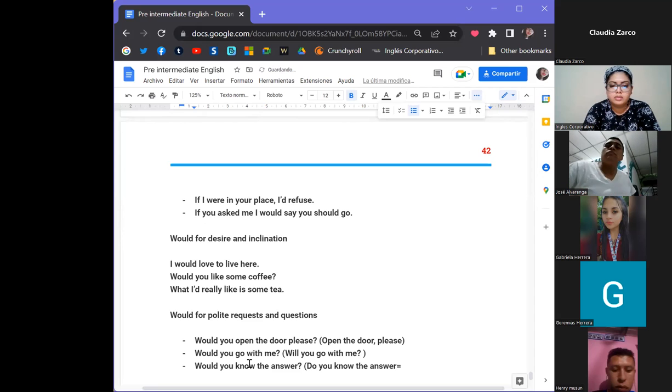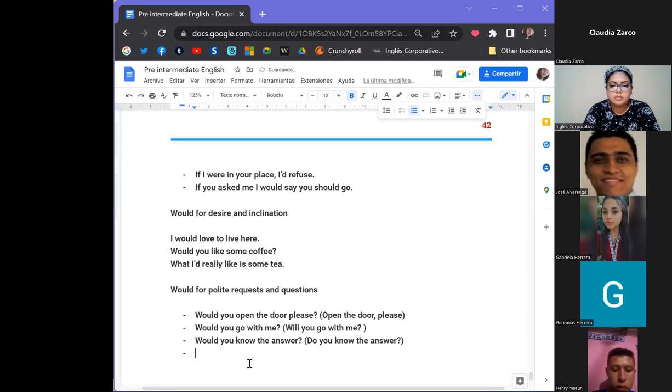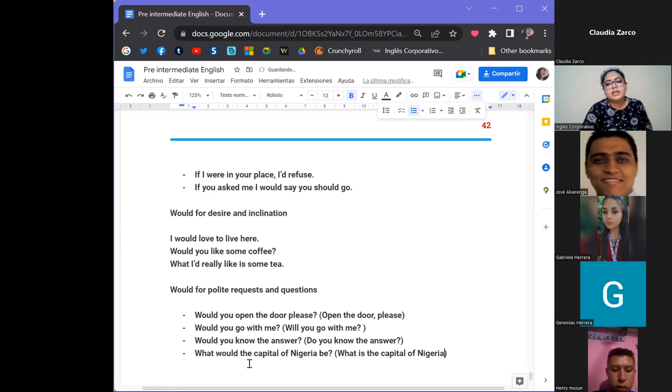And the last one, what would the capital of Nigeria be? That is more polite than, what is the capital of Nigeria? So in this case, we're going to use this structure just to sound more polite. It's not like we are changing all the structure for the question. It is just to sound polite, that is the action that we are going to perform.